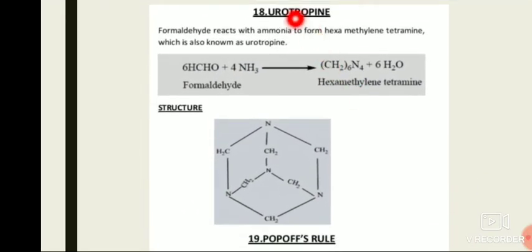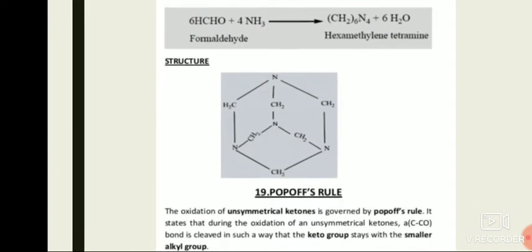Next one, urotropin reaction. Formaldehyde reacts with ammonia to form hexamethylene tetraamine, which is also known as urotropin. This is the urotropin structure. Hexamethylene, 1, 2, 3, 4, 5, 6, and tetraamine, 1, 2, 3, 4 nitrogen. Therefore, hexamethylene tetraamine.